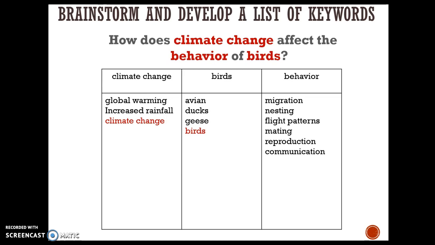As you can see, some of these words are more specific, some are more broad. Birds, what type of bird are you talking about? Behavior, what behavior do you want to focus on in your research paper? Are you looking at all kinds of behavior, or are you being super specific and you only want to talk about migration, for example? As you get your initial results in the database, you might want to revisit this table and add keywords or change your searches around.